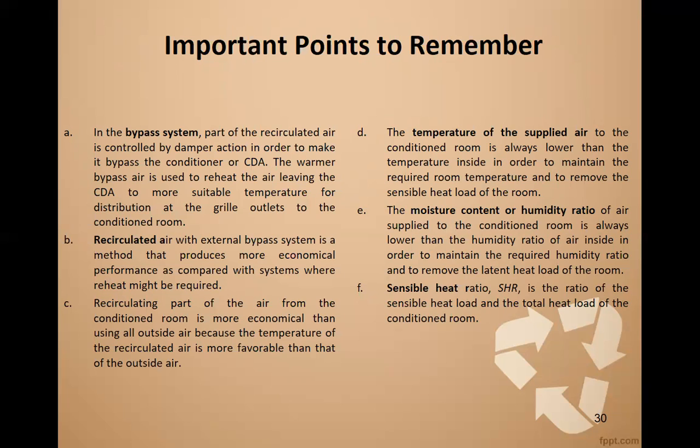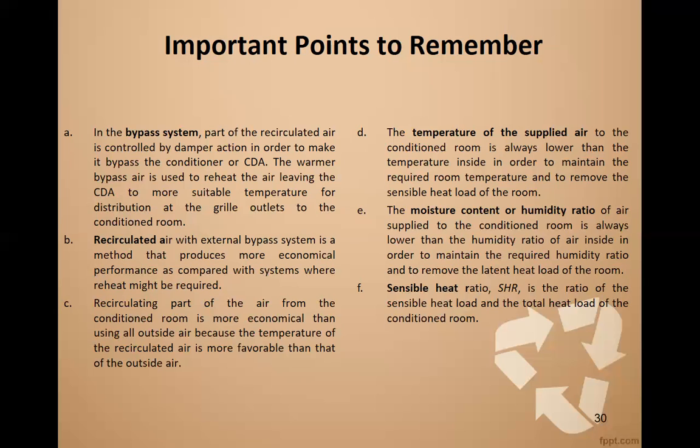B, the recirculated air with external bypass is a method that produces more economical performance as compared with system where reheat might be required. Letter C, the recirculating part of the air from the conditioned room is more economical than using all outside air because the temperature of the recirculated air is more favorable than that of the outside air.